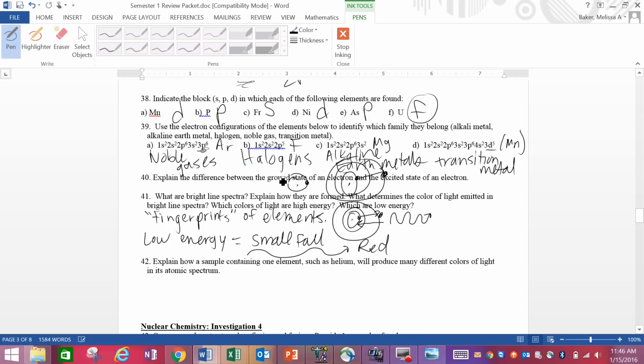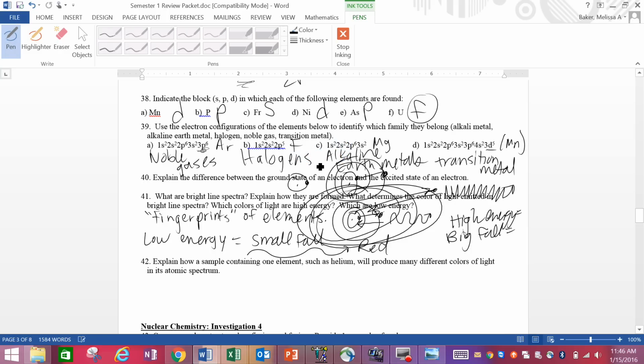red. Okay, now if it was a really big jump, I'm going to add more shells. Whoa, it jumps way out here and falls all the way back down. That's going to be a really high energy color. So high energy equals a big fall, and that would be a color like violet.